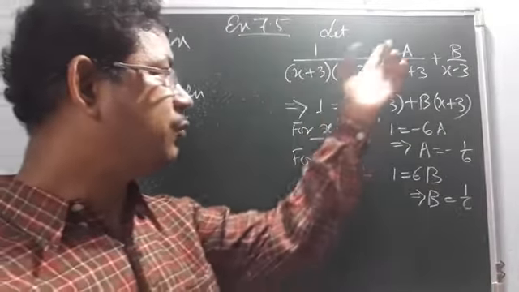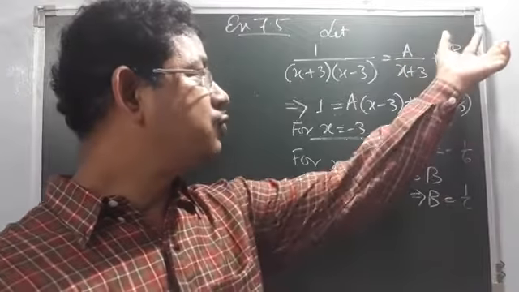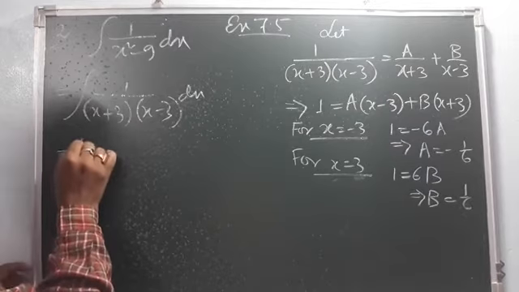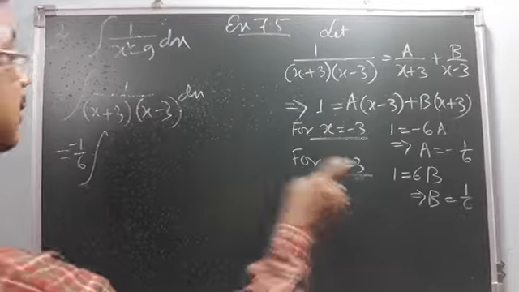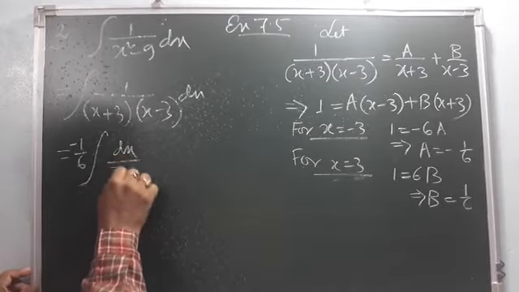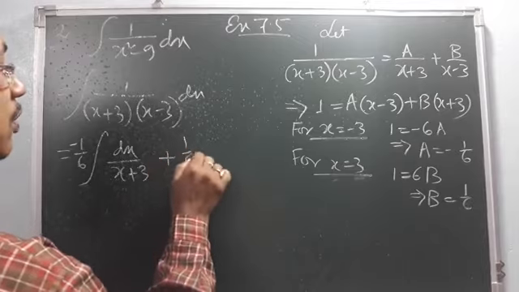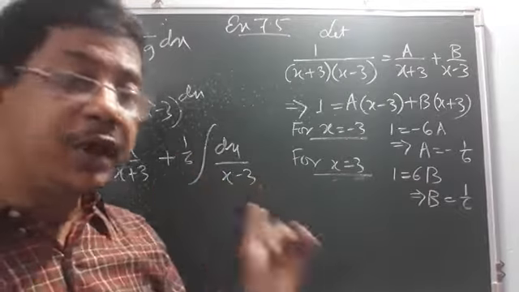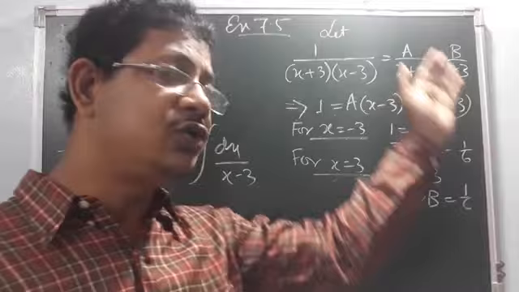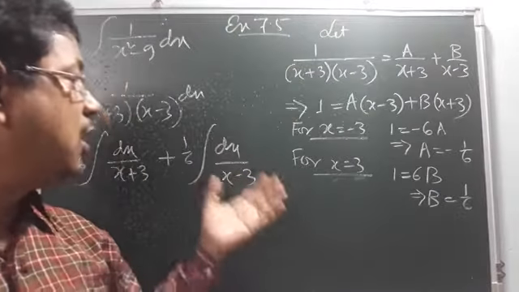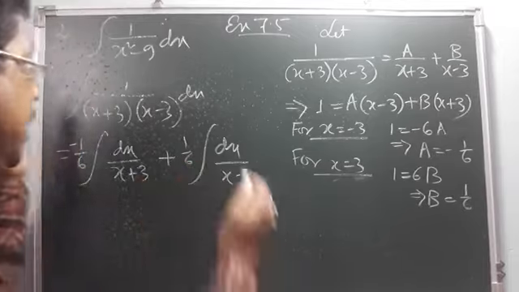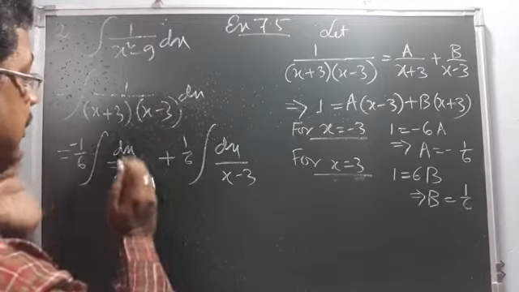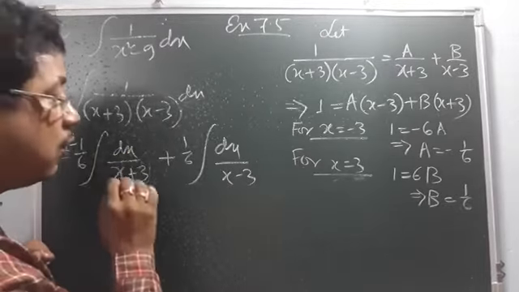So you see that we can write this as minus 1 by 6 into 1 by x plus 3, plus 1 by 6 divided by x minus 3. So we can write this one as minus 1 by 6 integration dx divided by x plus 3, plus 1 by 6 integration dx by x minus 3. So that is our main target of doing this. That procedure of writing in this way is called partial fraction. What advantage are we getting? That we can split this one into these two parts. Now what advantage is there in getting this? Why have we done it?